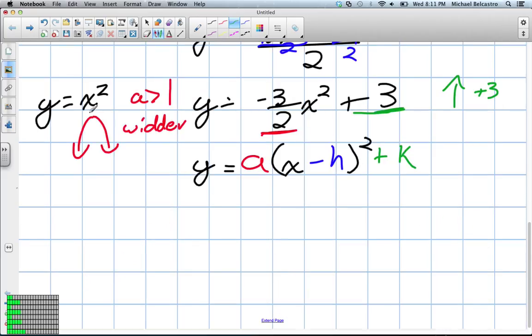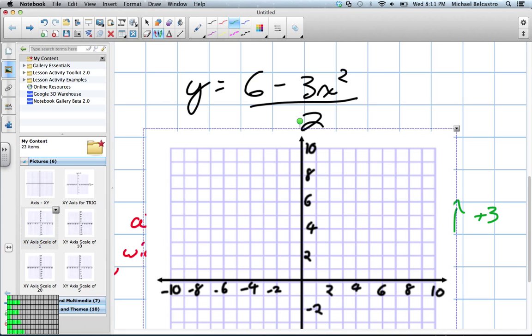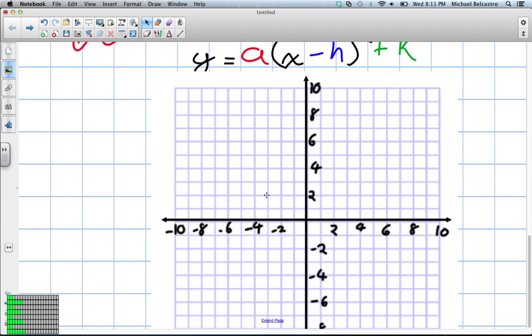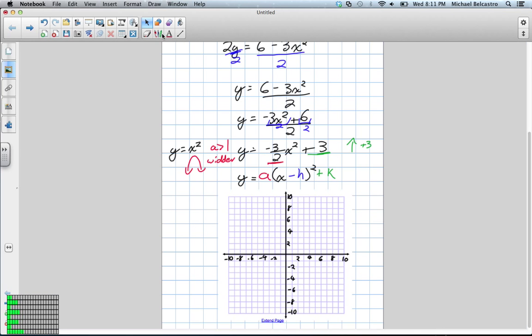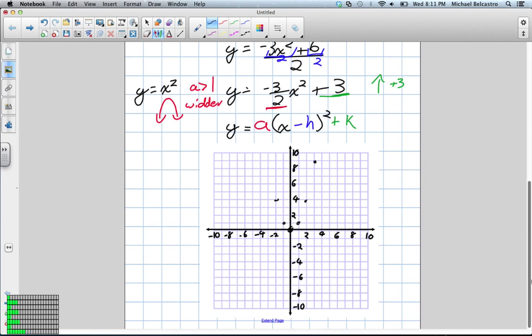Okay? So what I mean by that, when I go to graph it, let me get a graph out. And we'll zoom out a little so we can see everything. Okay, so when we go to graph this, the original graph starts at 0. You go over 1, up 1, over 2, up 4. Do you recall this at all? Yes. Over 3, up 9. So this is the original. When we talk about moving from there, we're talking about moving from this parabola. So we'll call this the original one.